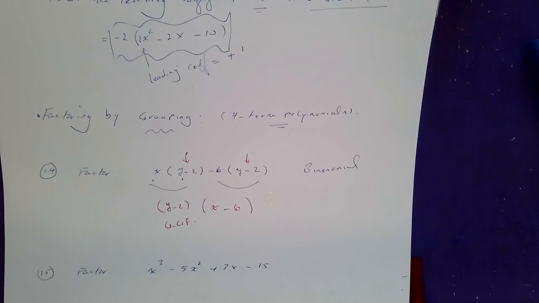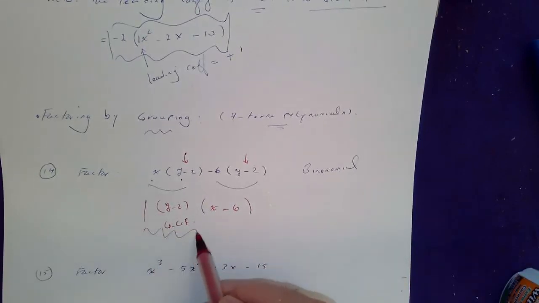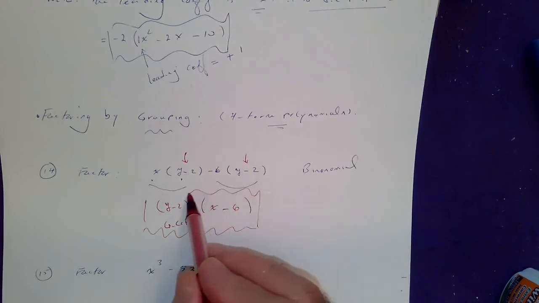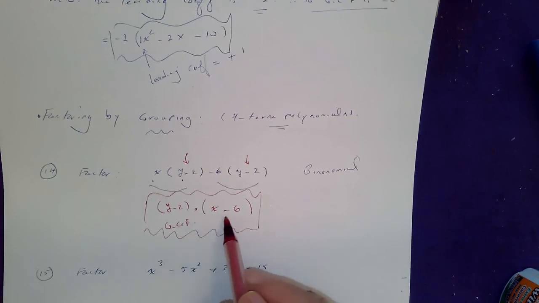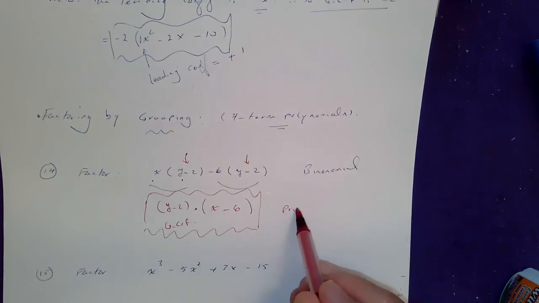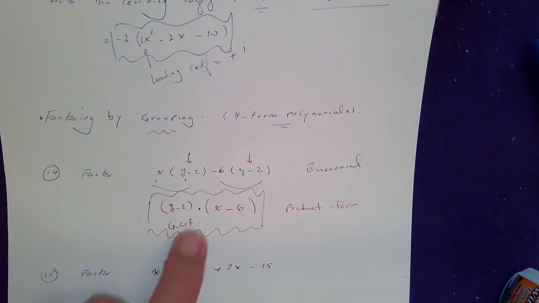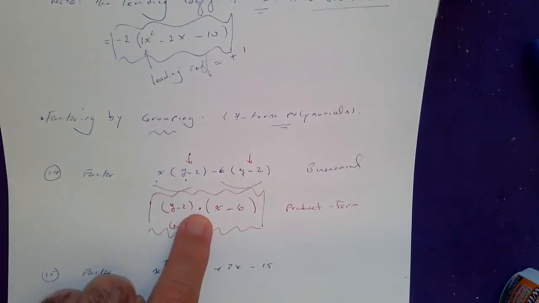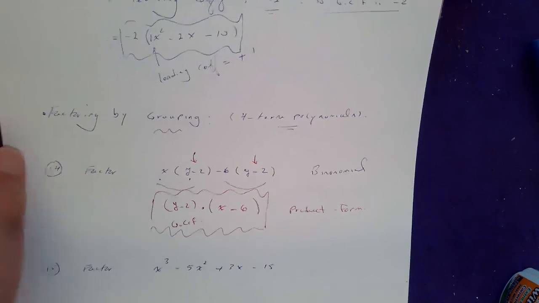Once again, how do I know that I'm done with the factoring problem? There should be no plus or minus between your parentheses. Your final answer should appear in what? Product form. That's the purpose of factoring. If there is a plus or minus somewhere in between the parentheses, you are not done yet.